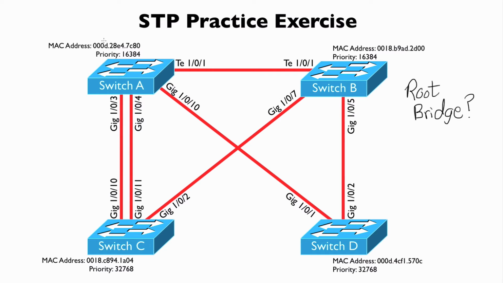000? That's the first three hexadecimal digits for the MAC address on switch A, or 001. Well, 000, of course, is less than 001, so we now know that switch A is our root bridge.